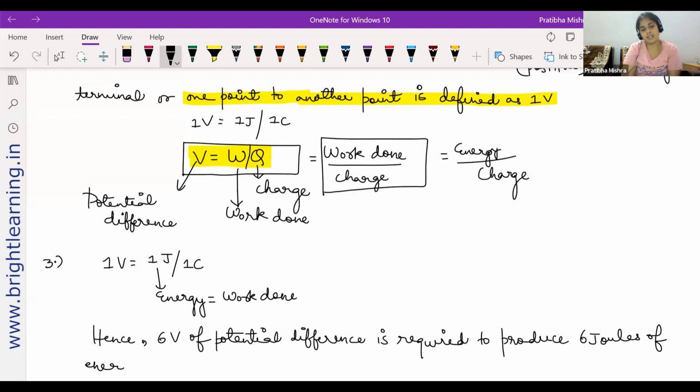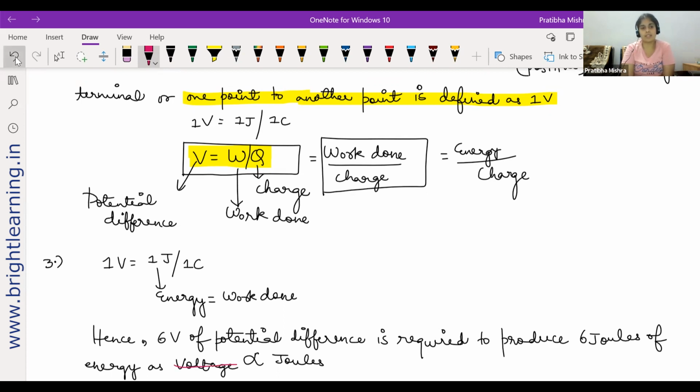The reason behind this is that voltage is directly proportional to joules. Joules is the unit of energy or heat, and work done. The work is also called energy. Any questions here? If they ask you how many joules would be required for, let's say, 120 volt, it would be 120 joules. It's directly proportional.